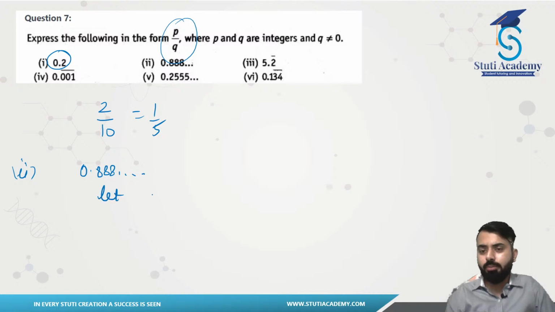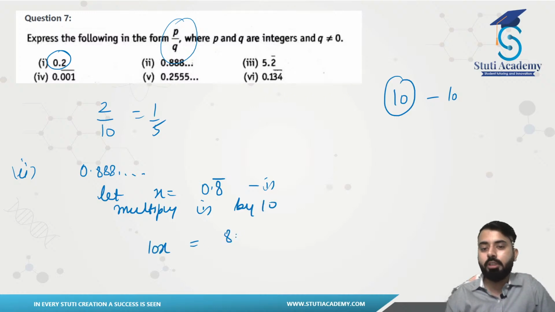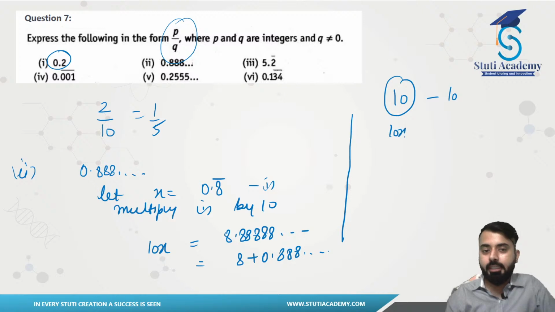So let us assume x equals 0.8 bar. Now since only one decimal digit is repeating, I will multiply this with 10. So marking this as the first, multiply by 10. So I have 10x, which will be equal to 8.888 and so on, which can be written like this: 8 plus 0.888 and so on. So this will be 10x equals 8, and this value is x. So 8 plus x, so it will be what?